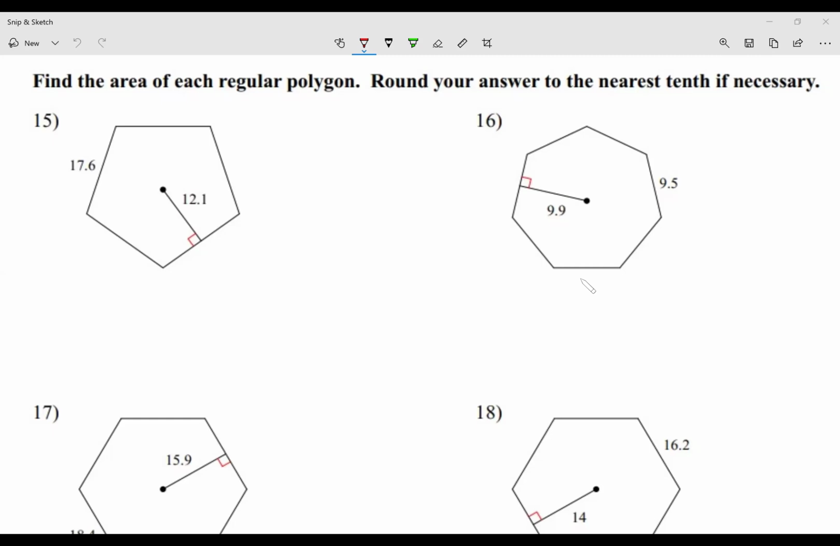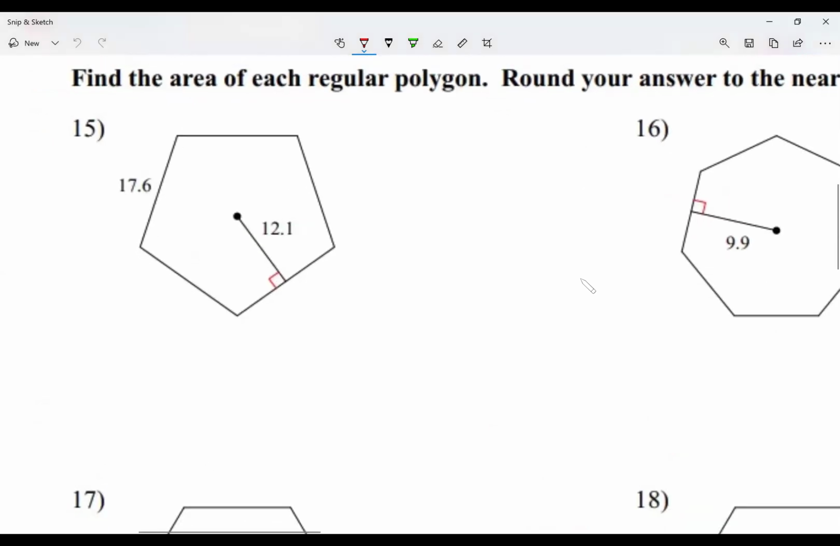Now, regular means all the sides are the same. So for example, number 15, I see that one side is 17.6. Well, all of them are 17.6. That's what the word regular means: the sides are all equal. The angles inside, I don't know the angles right now, but the angles are equal. We will be able to figure out what the angle is, but for right now, let me just say all the angles are equal. All the sides are equal and all the angles are equal. That's what makes it a regular polygon.